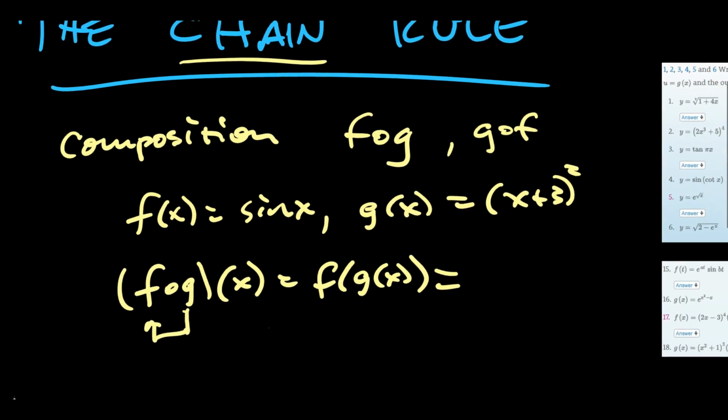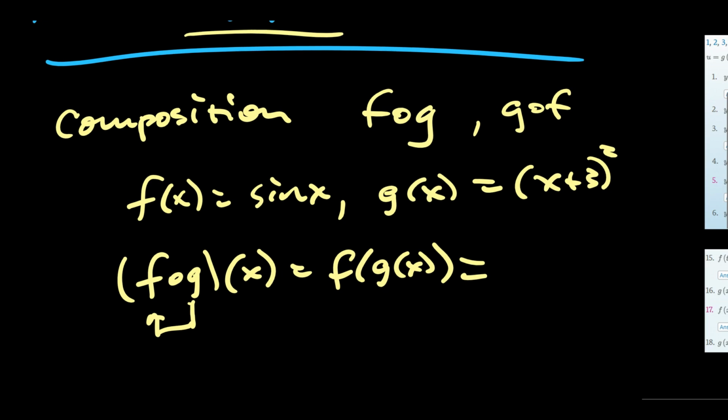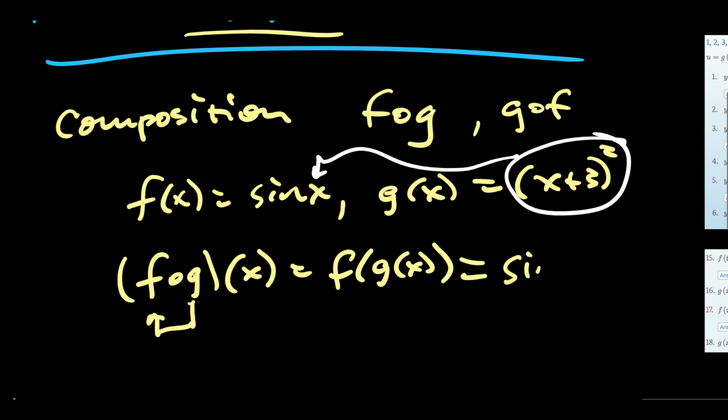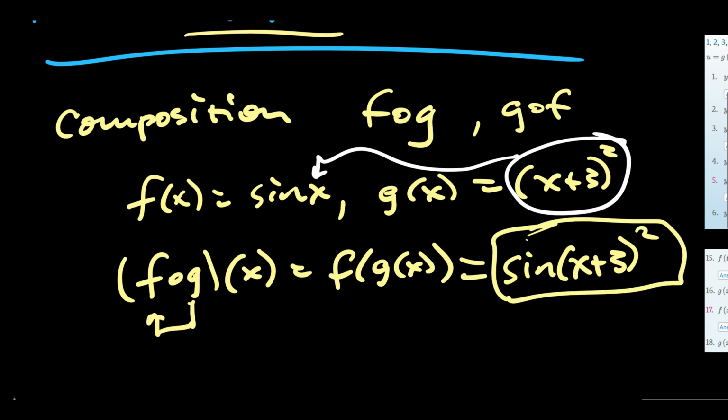And so if you're going to write f composed with g, you're going to take this and plug it in wherever there's an x in the f equation. So this would be sine of x plus 3 quantity squared. So this was the algebra that you know and love from before.